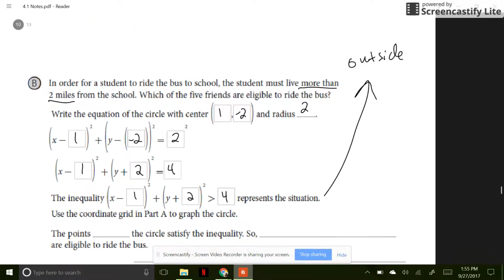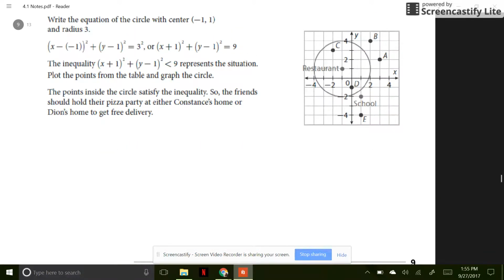So what do we have? (1, -2) with a radius of 2. So our center is here. Look at a radius of 2. So this is our circle.